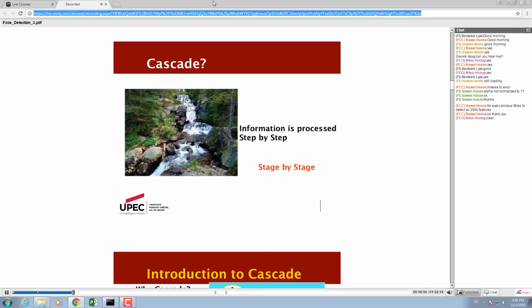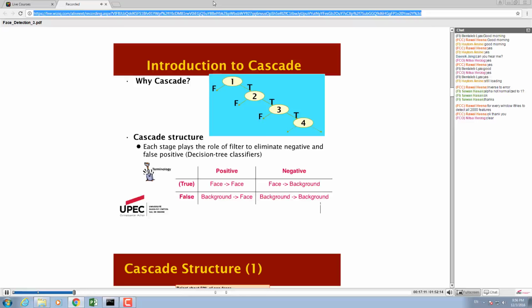Okay, so let's see then how we can work on this. Information is processed step by step. So more formally, stage by stage. In every stage, we are trying to filter out some unnecessary information. We can use this kind of diagram more formally. These numbers 1, 2, 3, 4 represent every stage: stage 1, stage 2, 3, 4.